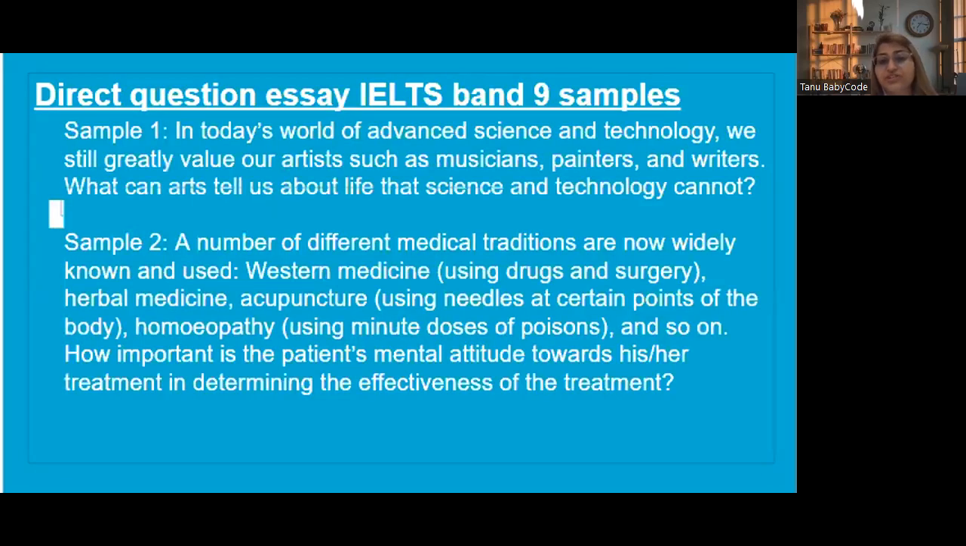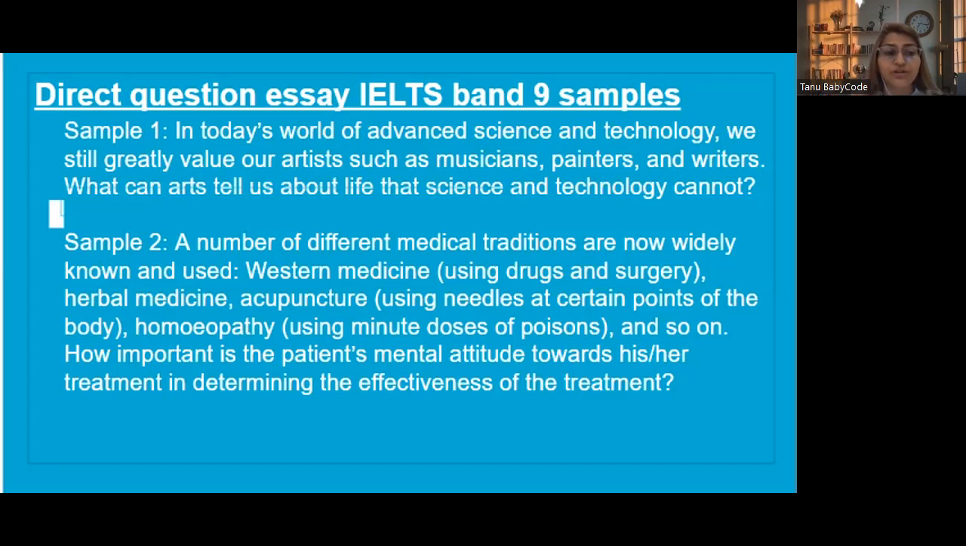Next, direct question essay, band 9 sample answer. Now, we will look at one sample essay that shows you how you can get band 9. The very first question says, in today's world of advanced science and technology, we still greatly value our artists such as musicians, painters, and writers. What can art tell us about life that science and technology cannot?